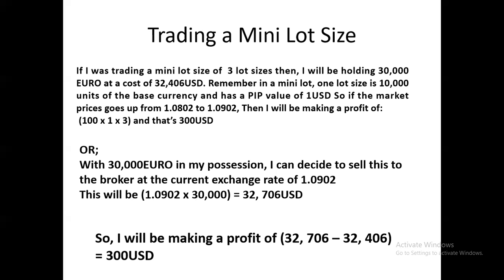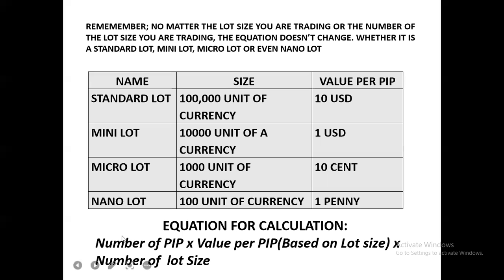This is essentially how the profit is made, and is also how the loss is made. So if you came back and there is a drop in the quote value and you want to sell, you must remember that you're going to be running at a loss. So that is taken. So remember, no matter the lot size or the number of lot sizes you are trading, the equation doesn't change. Whether it is a standard lot, mini lot, micro lot, or even a nano lot.